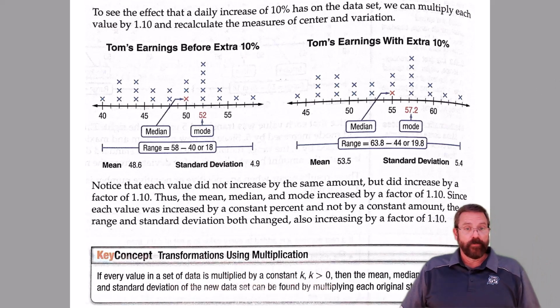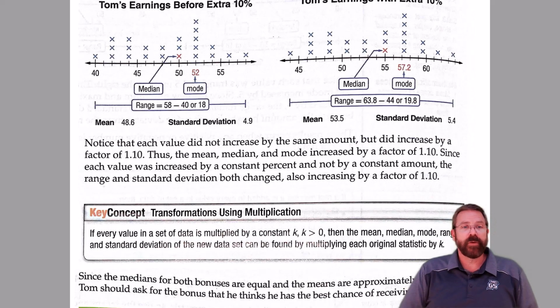Let's keep it going. Key concepts: if every value of a data set is multiplied by a constant k, where k is greater than 0, then the mean, median, mode, range, and standard deviation of the new data set can be found by multiplying each of the original values in the statistic by the same k. Easy enough? Really, it pretty much is. Let's see what else they've got for us.